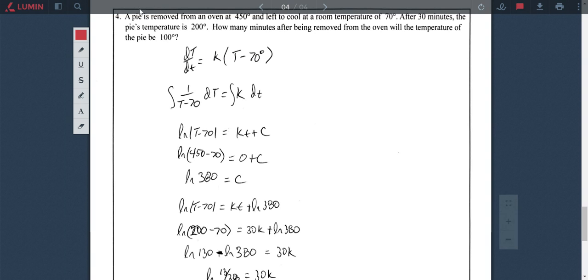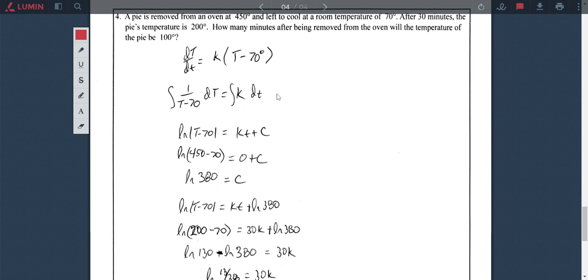And number 4, this is Newton's law of cooling. So we have a pie that's pulled out. It's 450 degrees when it's pulled out. The room is 70 degrees. So when I set up my differential equation, we're going to have T minus 70 because 70 is the constant temperature. The constant temperature always goes there.